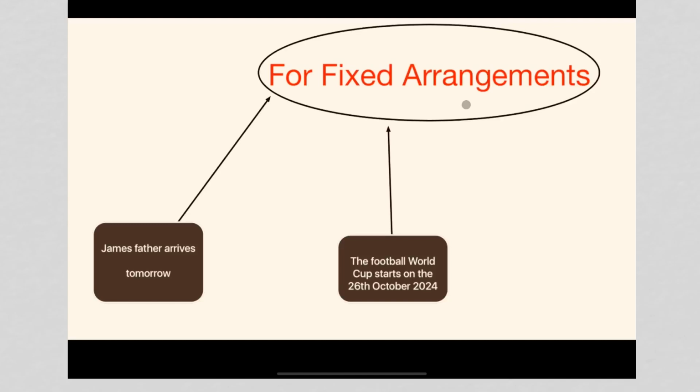If you have a fixed arrangement to discuss or tell anyone, you can use present indefinite tense as well. For example, James' father arrives tomorrow. That's fixed and a known thing, so you can use present indefinite tense. The next example is: the football World Cup starts on the 26th of October 2024. That's also a fixed arrangement, so we can use present indefinite tense for that.